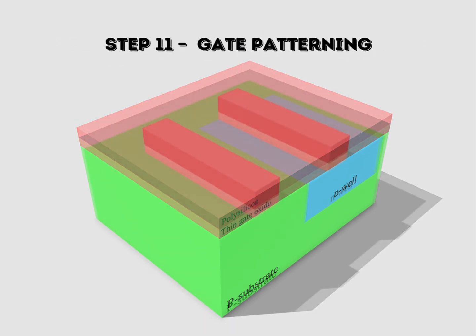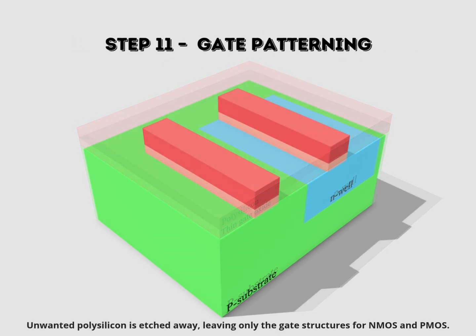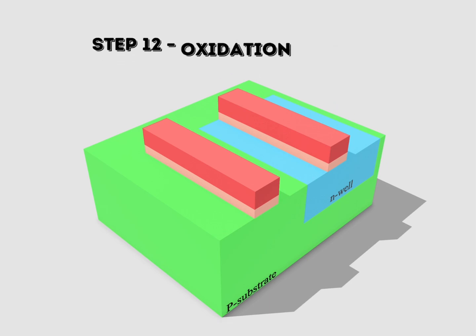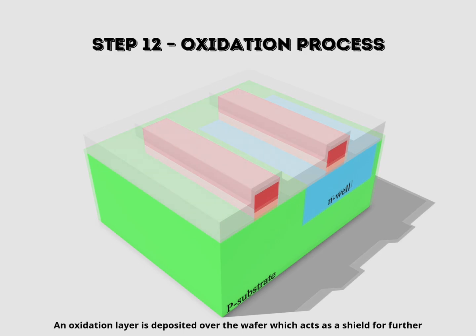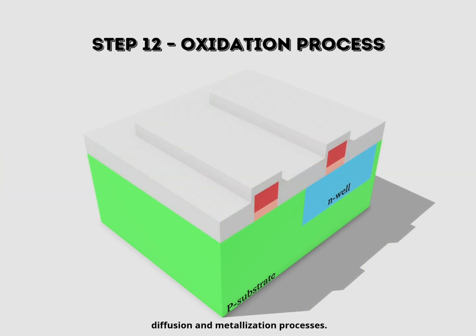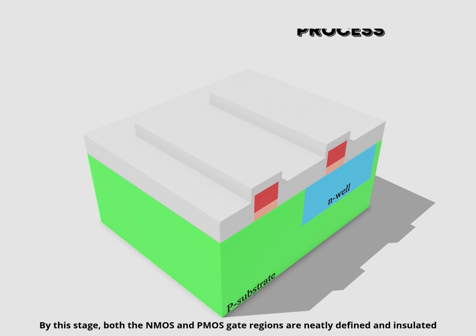Step 11. Gate patterning. Unwanted polysilicon is etched away, leaving only the gate structures for NMOS and PMOS. Step 12. Oxidation process. An oxidation layer is deposited over the wafer, which acts as a shield for further diffusion and metallization process. By this stage, both the NMOS and PMOS gate regions are neatly defined and insulated.